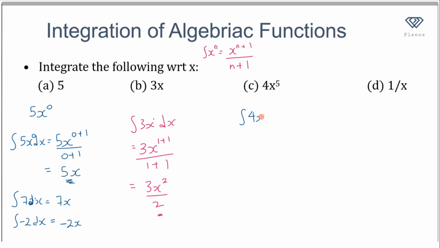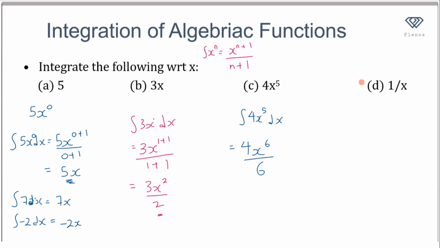To the next question, we're told to integrate 4x raised to the power 5 with respect to x. So what does that become? Pretty straightforward. It's going to be equal to 4, then for my x, I increase the power by 1. So I have 5 plus 1, which becomes 6. And I divide by the new power, which is 5 plus 1, which is also 6. So I have 4x raised to the power 6 over 6.